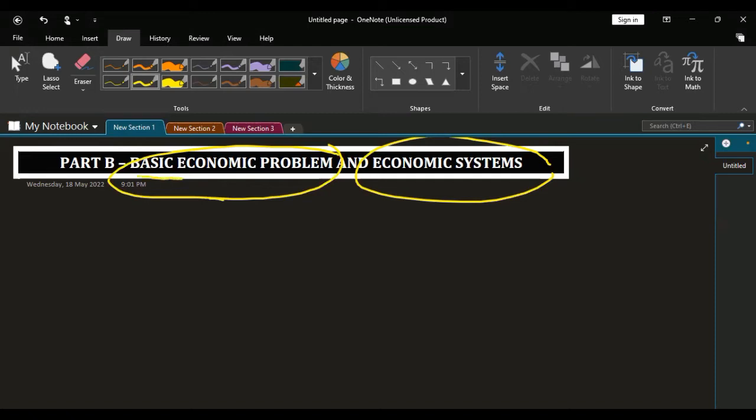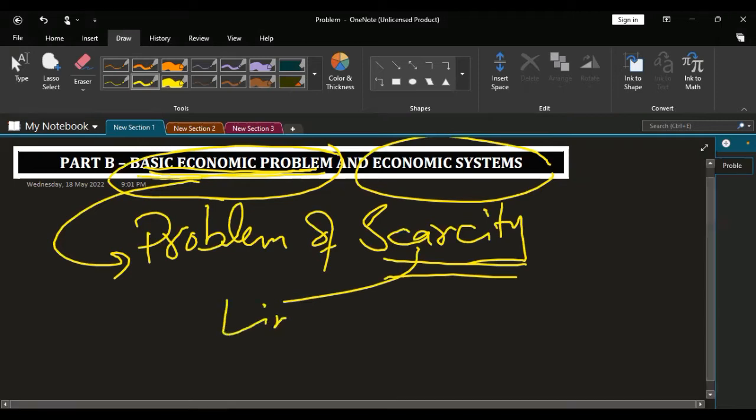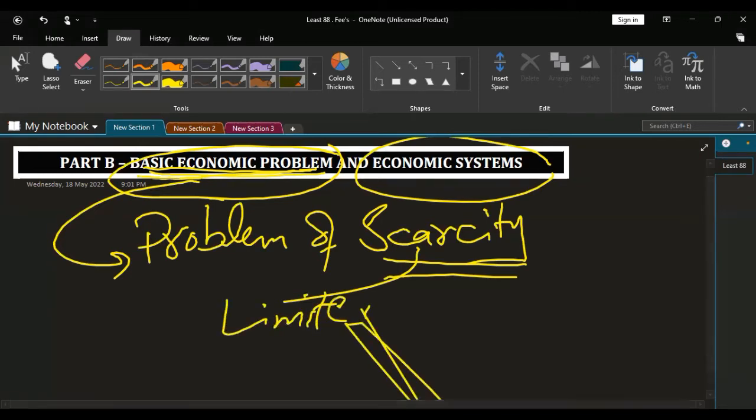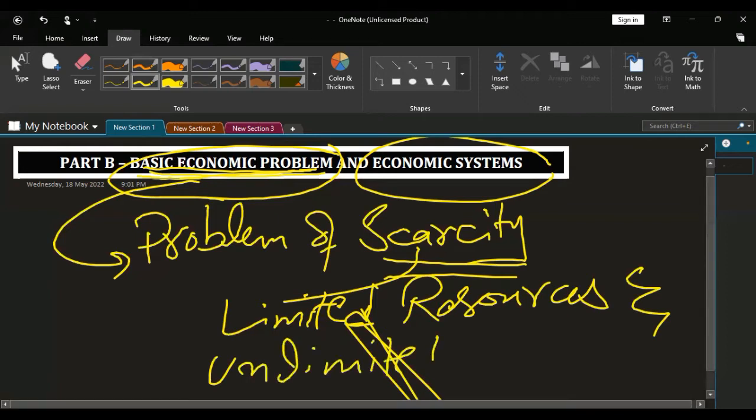What are the basic economic problems? The basic economic problems arise due to the problem of scarcity. Scarcity means that we have limited resources and unlimited wants or desires.